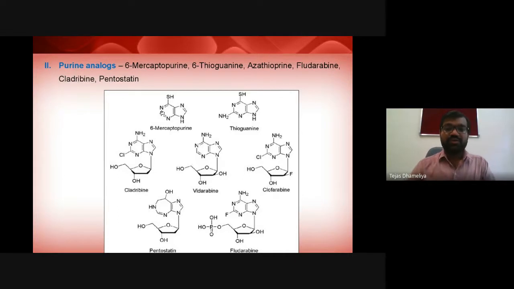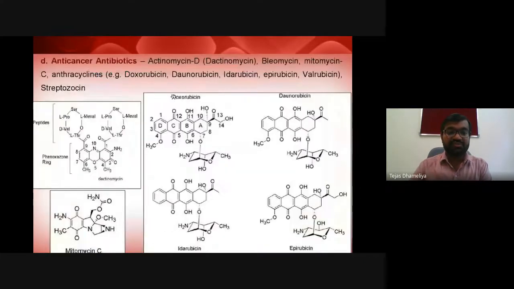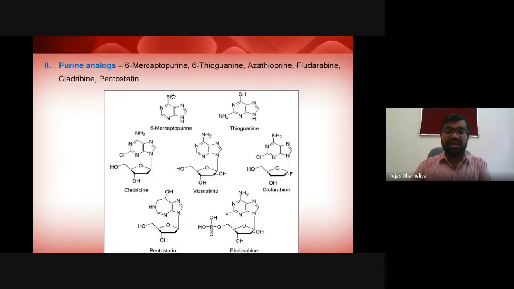Okay, so 6-mercaptopurine and thioguanine are there. So basically, this is 6-mercaptopurine, where the difference is that it is the same structure as purine. If you remove this SH from it, it is purine, and with it, it is called mercaptopurine.